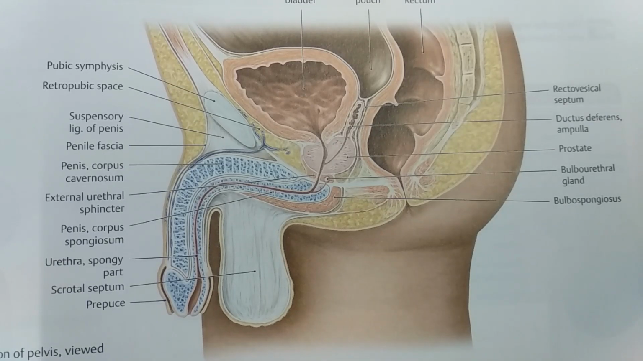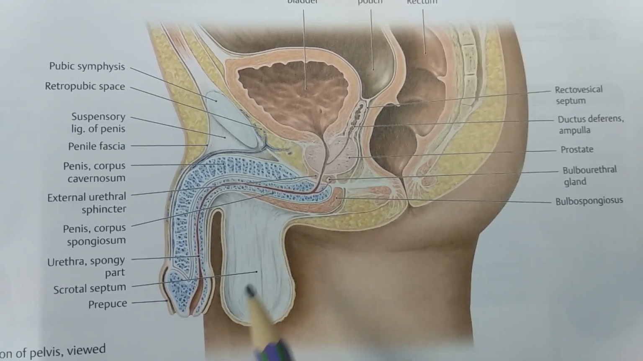Hello everyone. Today we are going to discuss the urinary bladder. For that, let's begin with this diagram. This is a mid-sagittal section of the pelvis of a male.